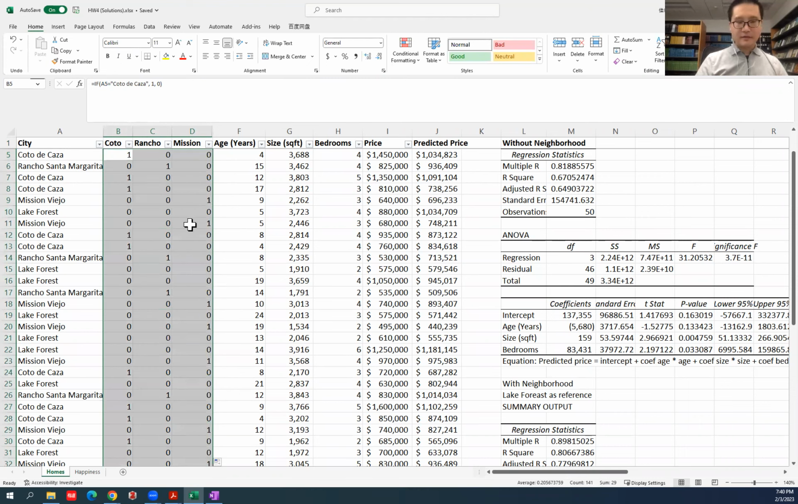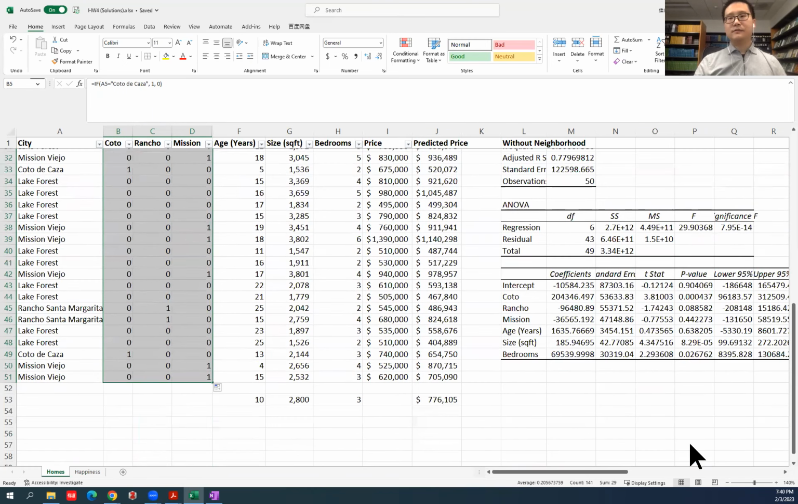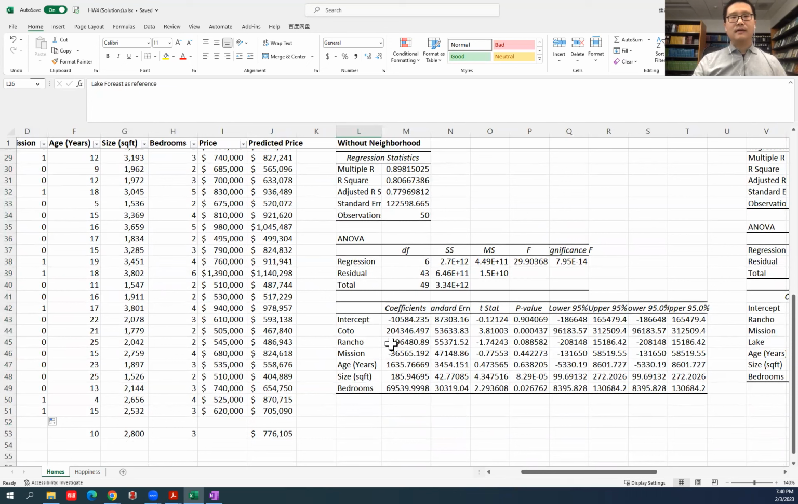Using the 3 dummy variables that I just built, we could generate another multiple linear regression model in this part with neighborhood. In this case, I used Lake Forest as the reference. You notice that there are 3 new variables introduced in the coefficient table. That's the 3 new indicators I just built, Coto de Casa, Rancho Santa Margarita, and Mission Viejo.